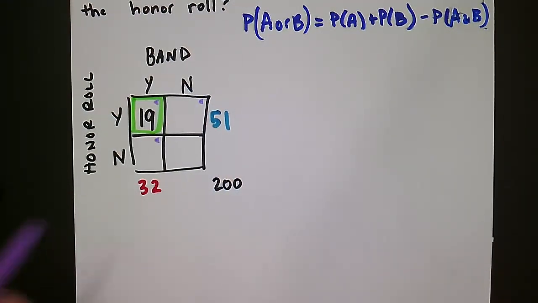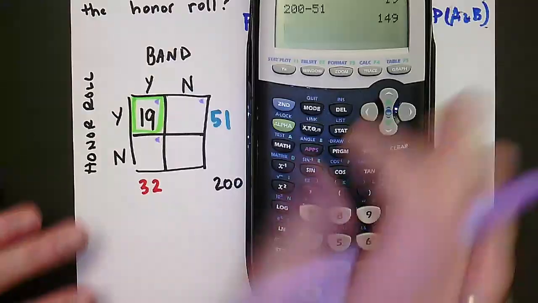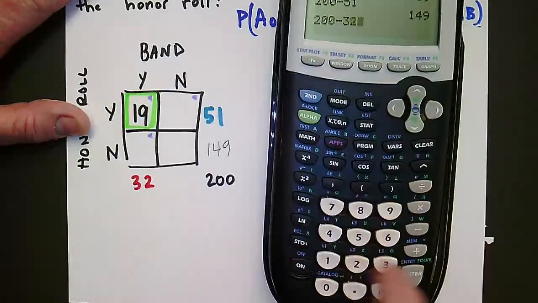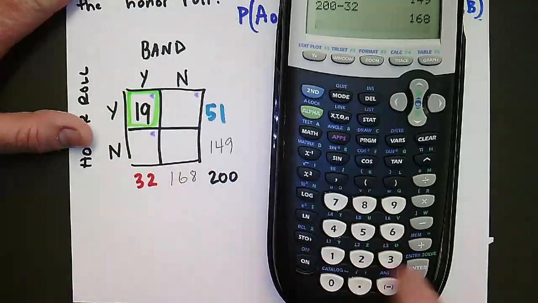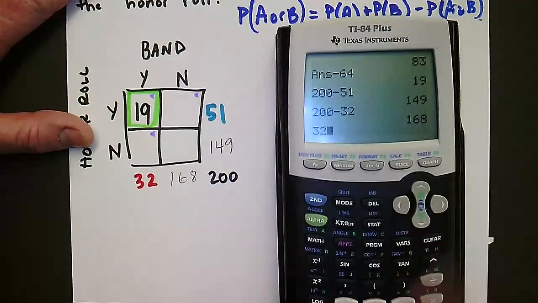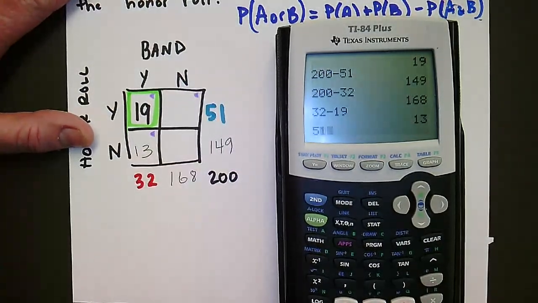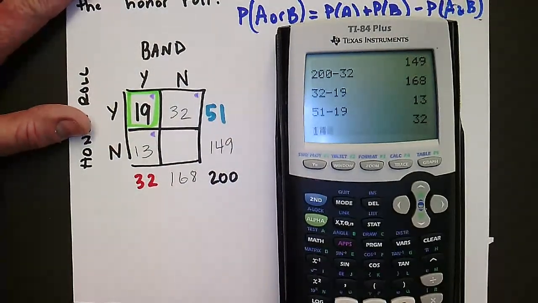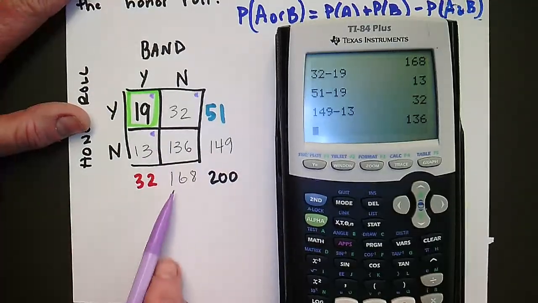That said, I can fill in the rest of these numbers, right? We can get what those are. 200 minus 51, that gives me 149 here. And I do 200 minus 32, that gives me 168. 32 minus 19, oops, I wasn't really showing you the math there. That's 13. 51 minus 19. Part of the reason I'm doing this is I'm going to confirm that the two-way table has everything set up correctly. 149 minus 13, 136. So these two should add to that number.